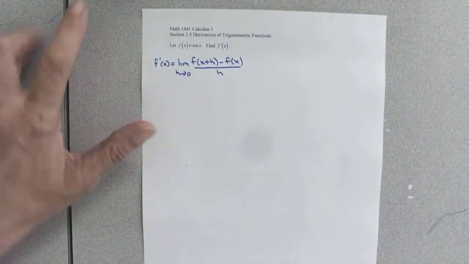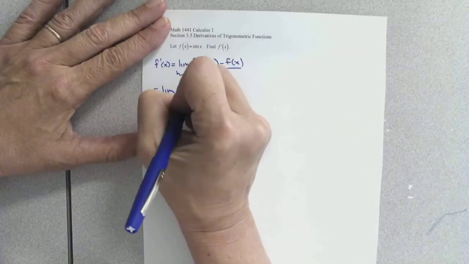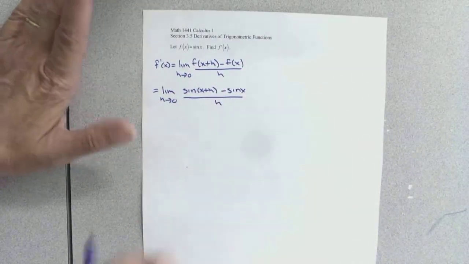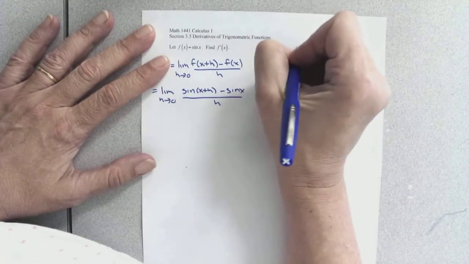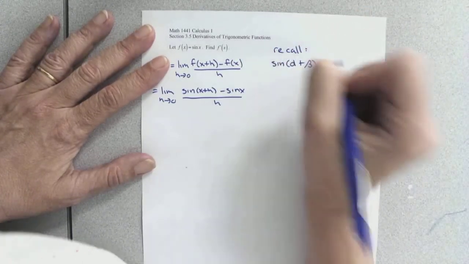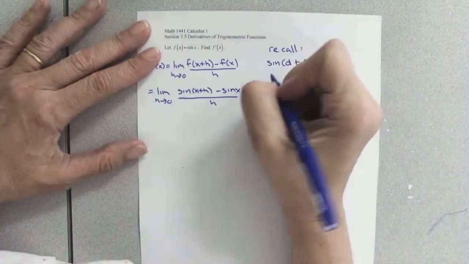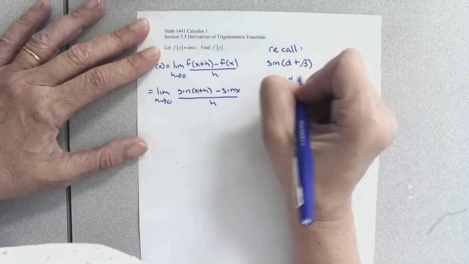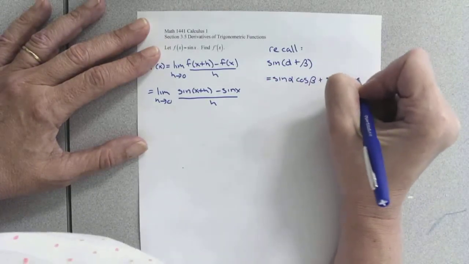And now apply the function, which is sine x in this case. And so this becomes the limit as h goes to 0, of sine of x plus h minus sine of x all over h. Now we're going to need a little trigonometry recall here, which is this. It's sine of alpha plus beta. So way back when you took trigonometry, you learned about the angle addition formulas, or identities. And it turned out the sine of alpha plus beta was sine of alpha, cosine of beta, plus sine of beta, cosine of alpha.